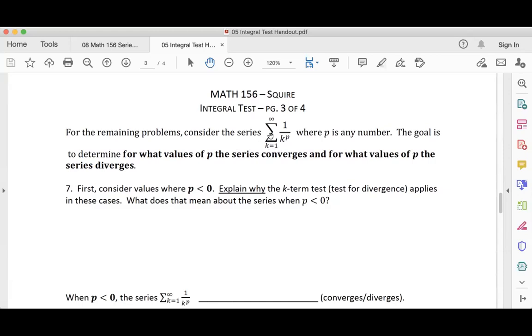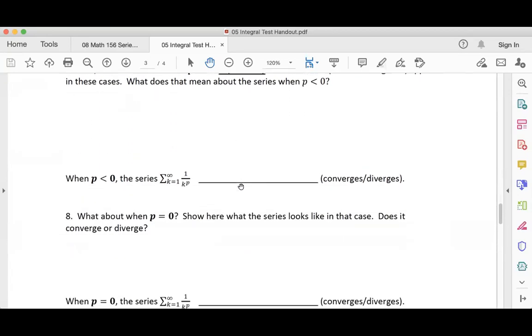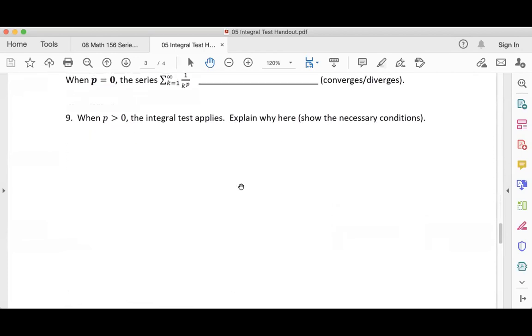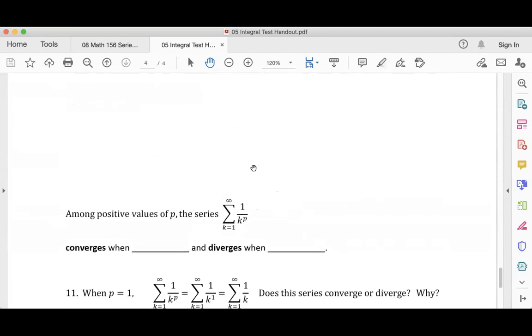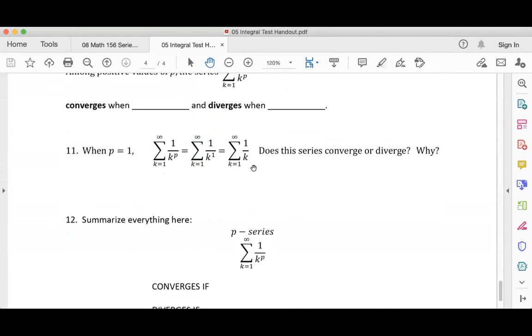the series k equals 1 to infinity of 1 over k to the p, where p is any number. The goal is to determine for what values of p the series converges and for what values of p the series diverges. We know this already, but pages 3 and 4 of this handout take you through the proof of when these converge and when these diverge. And that's kind of the goal of this.